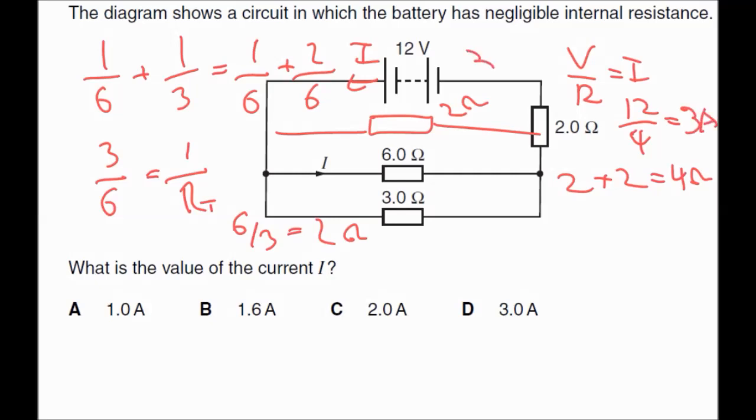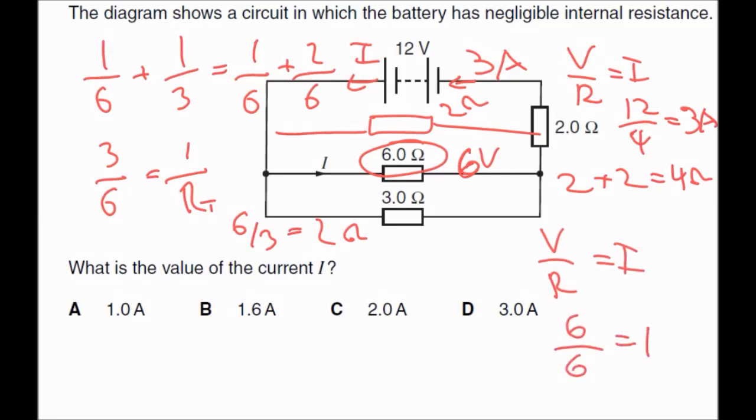Now because the equivalent resistance across here is 2 ohms, and we've got 2 ohms here, the 12 volts is going to be shared between here and here. So we've got 6 volts across here, 6 volts across here. So that means that across here we've got 6 volts. So if we've got a voltage divided by our resistance, we're going to find our current. So 6 divided by 6 is equal to 1, which is answer A.